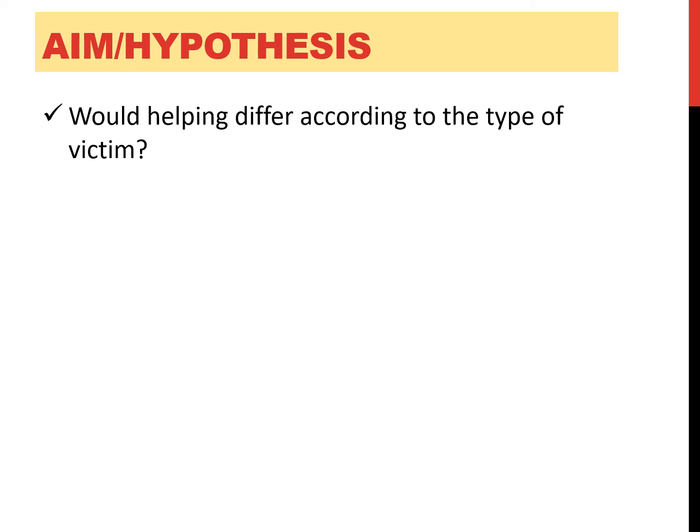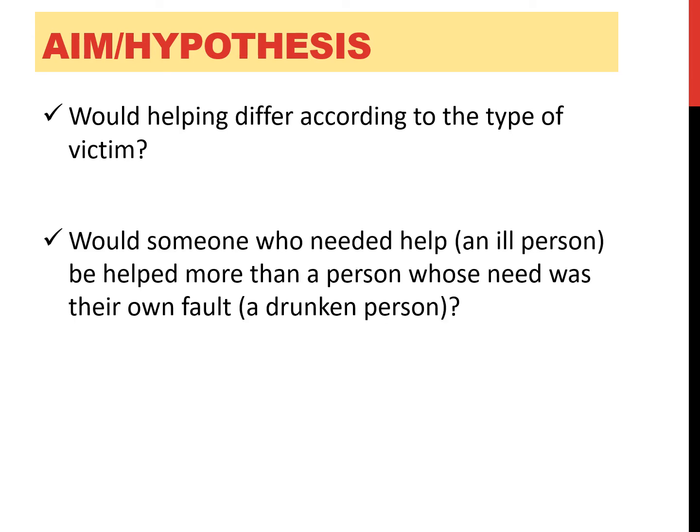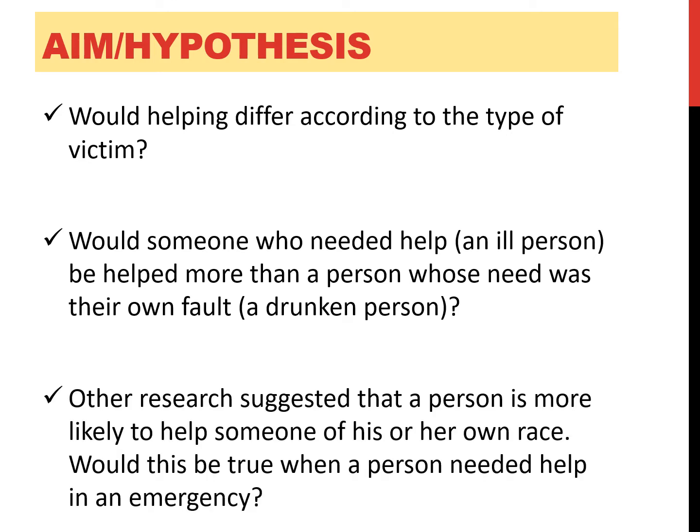Okay, to elaborate on the points from earlier, additional to the ones I talked about just now: would helping differ according to the type of victim? They want to check if the characteristics of the victim also play a role in helping. For example, whether the victim is black or white, or whether they are drunk or ill, do those characteristics affect helping behavior? Would someone who needed help, an ill person, be helped more than someone who is drunk? Would the type of victim affect the helping behavior? And previous research suggested that a person is more likely to help someone of his or her own race. That's why they have a black race and a white race. They want to see if whites would help whites more and blacks would help blacks more. Would this be true even in an emergency? Does race play a role or not? So that's why they manipulated the types of victim.